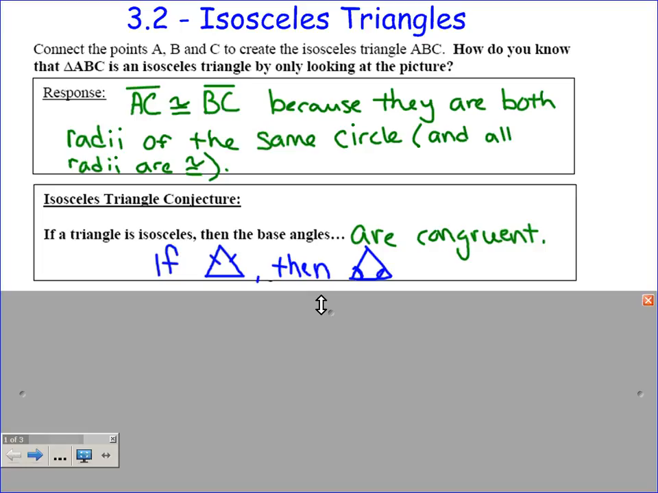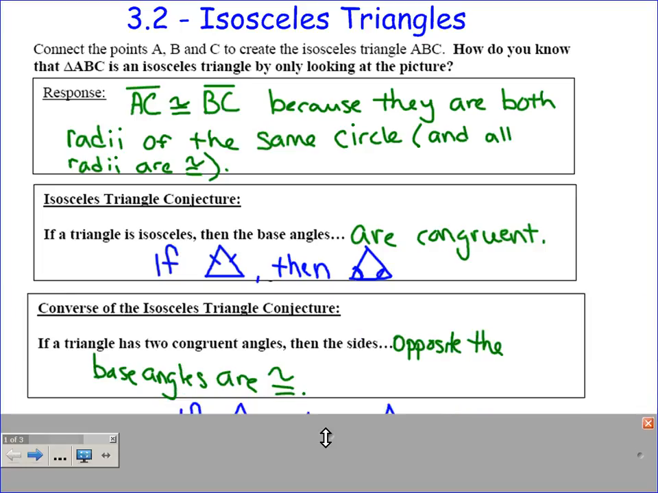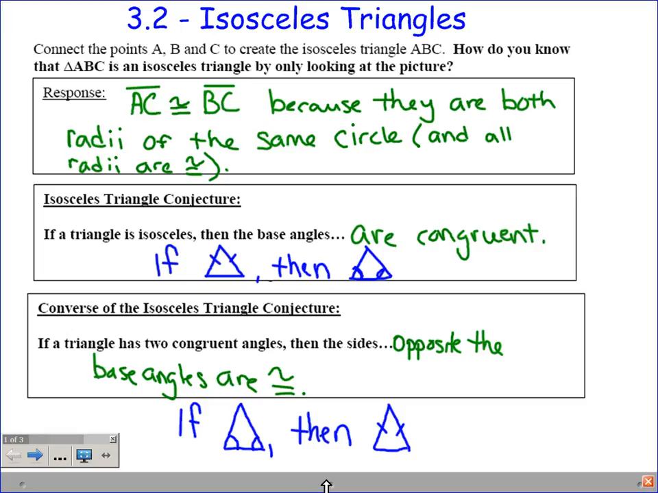Okay? Now, on the second page, you are doing the reverse of this, and basically the conclusion here looks like this. If a triangle has two congruent angles, then the sides opposite those base angles are congruent, okay? So the idea is if you have these two base angles, the side opposite them is basically across from it, so this one would be over here, this one would be over here, okay? Then those two sides are going to be congruent, okay? It's at the very bottom of the second page, I think, okay?